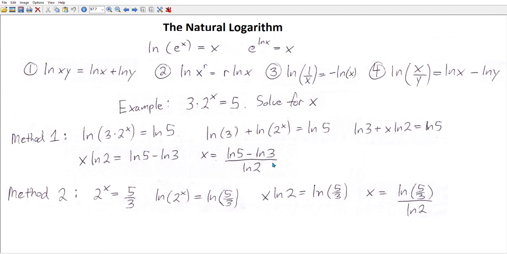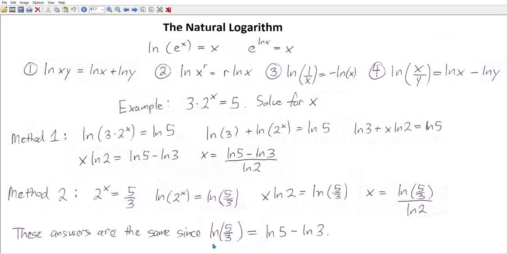Now that might look a little different than the answer we got before, but it's actually the same, since the log of 5/3 is the log of 5 minus the log of 3 using property 4 here. So this is equal to that.